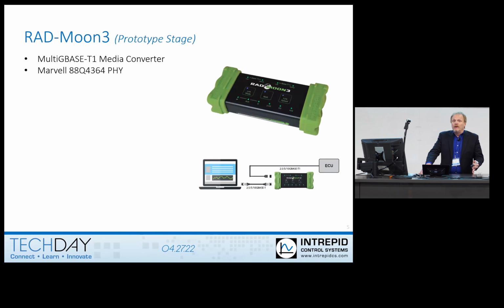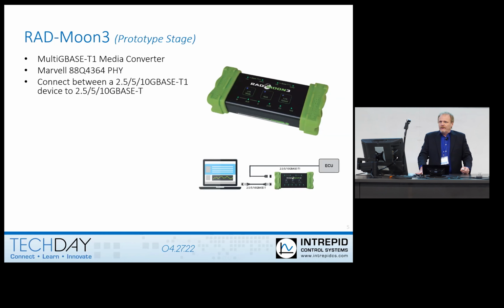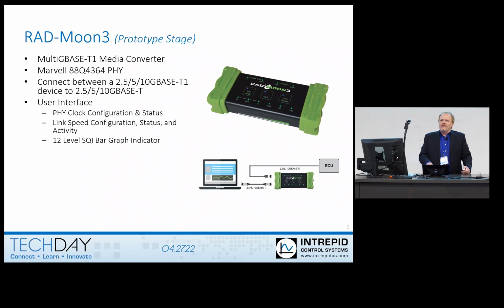Now, the latest development in automotive Ethernet is multi-gigabit, multi-G BASE-T1. So in prototype stage, we have the RAD-Moon 3, which is a successor of the RAD-Moon 2. It uses a Marvell 88Q4364 PHY. Similar function, but higher speed, so it supports 2.5, 5, and 10 gigabit connections from BASE-T to BASE-T1. It does not support gigabit, so this supports 2.5, 5, and 10, but it is not backward compatible with 1 gigabit or 1000BASE-T1, and this is a limitation of the PHY itself.